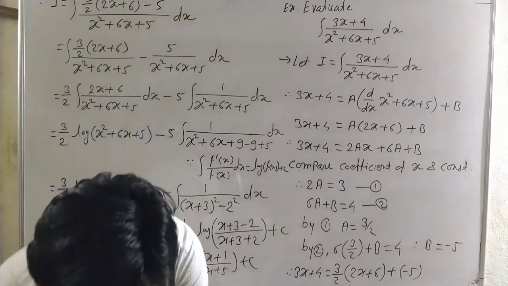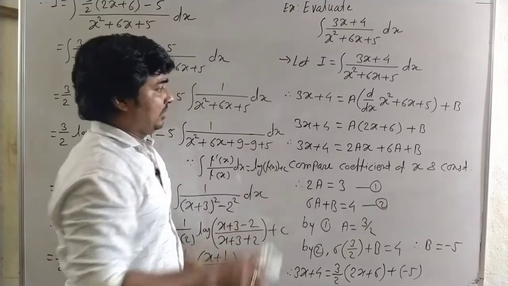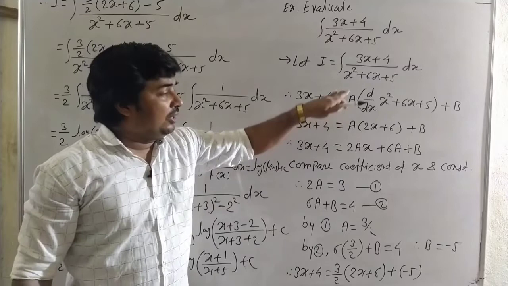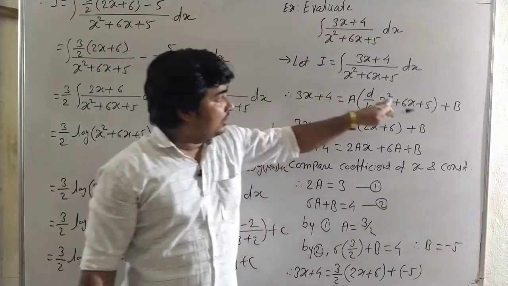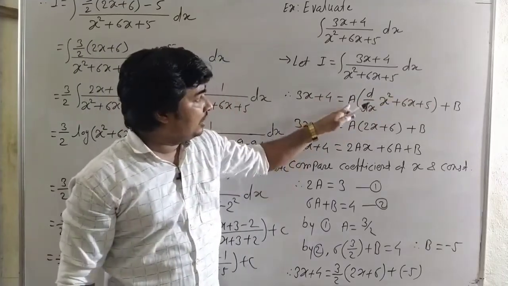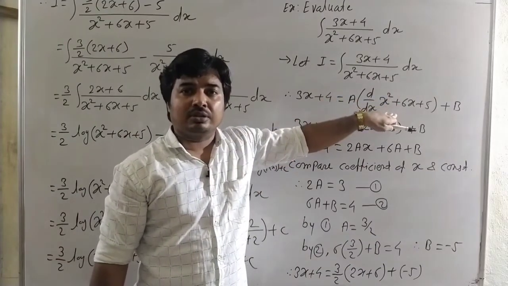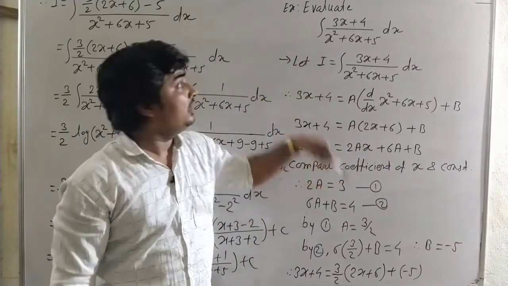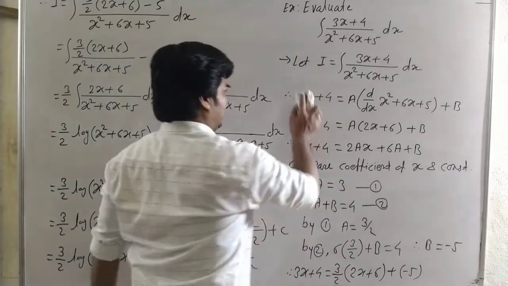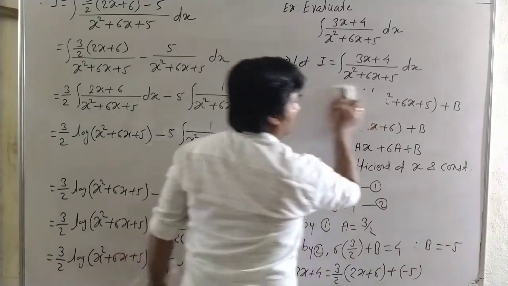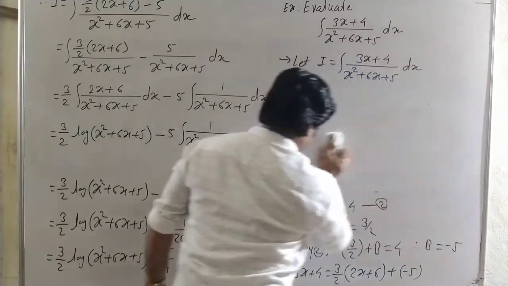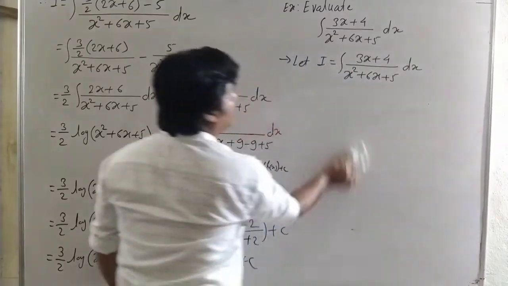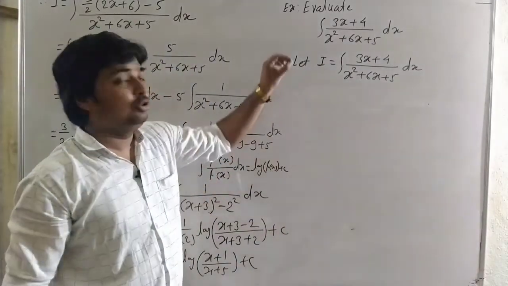Now we can directly write the adjustment, see carefully. Here are the values of a and b. The numerator is equal to a into the derivative of the denominator plus b. That means we adjust the derivative of the quadratic function in the linear function. We can also adjust directly using our lecture number 6: when the degree of numerator and degree of denominator are the same, we adjust the denominator in the numerator. But here the degree of denominator and degree of numerator are not the same.